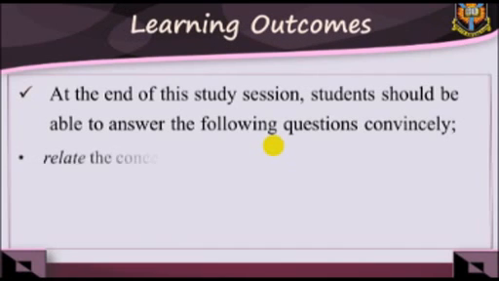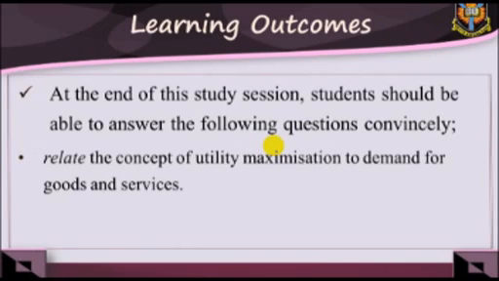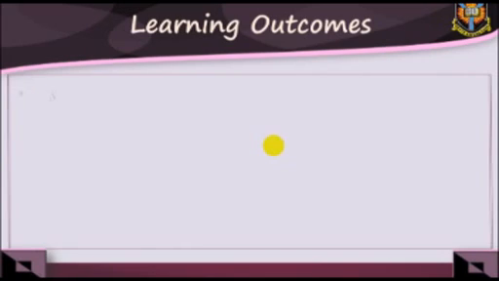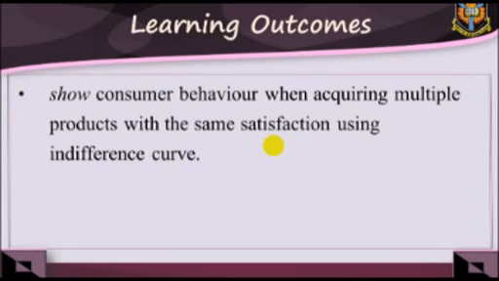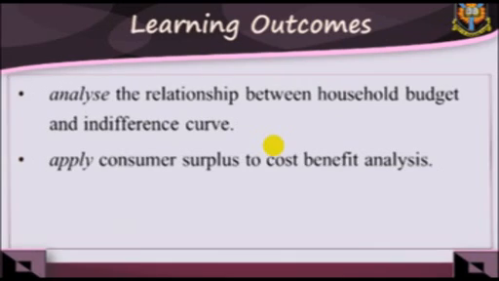1. Relate the concept of utility maximization to demand for goods and services. 2. Show consumer behavior when acquiring multiple products with the same satisfaction using indifference curve. 3. Analyze the relationship between household budget and indifference curve. 4. Apply consumer surplus to cost-benefit analysis. 5. Point out maximum points of utility.